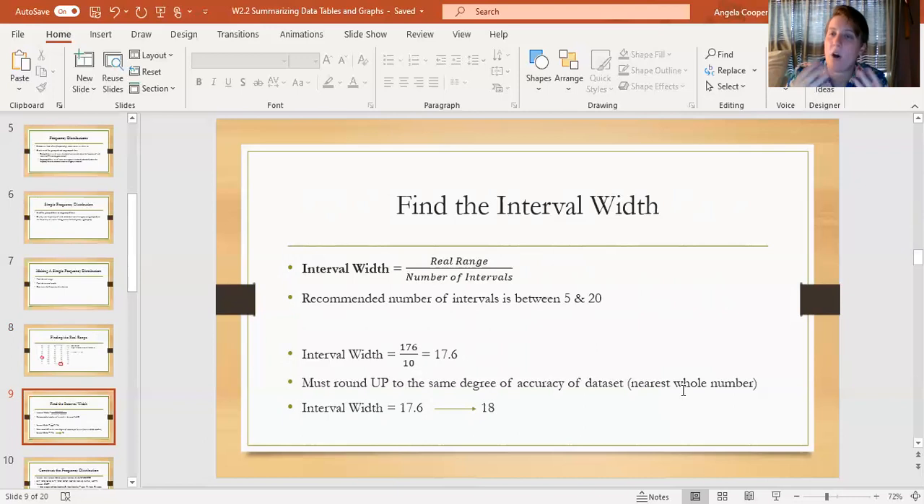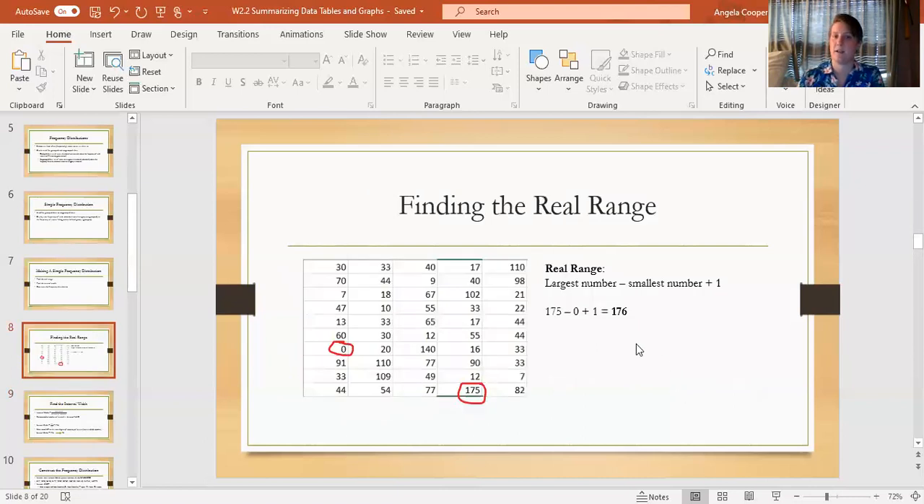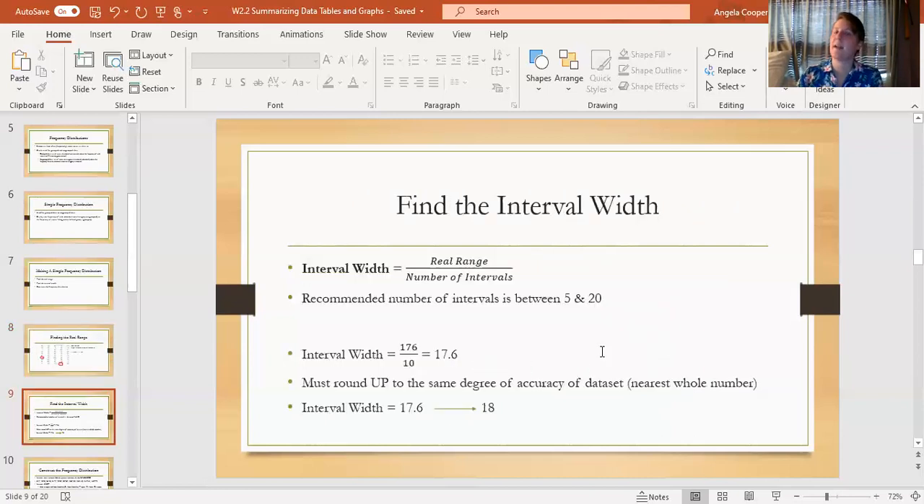So considering that none of our data in our original data set had decimals, they're all whole numbers, not even, I mean, we have a 17 here, that's odd, but none of our numbers have decimals, so when we make these interval widths, we want to make sure that those interval widths don't have decimals.